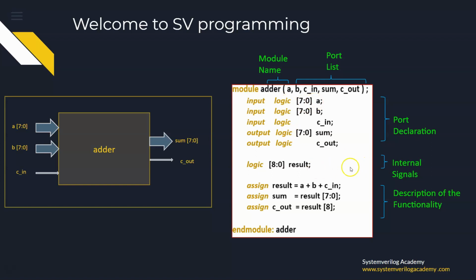After that you will be declaring all the internal signals used in this program, and finally you will be describing the functionality of the program. Always remember that they have to be associated either with an assign statement or you should write them in an always block.